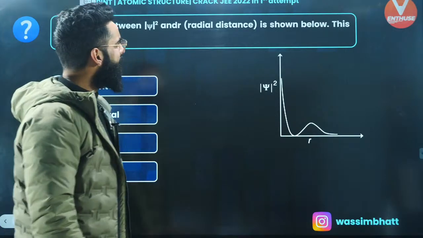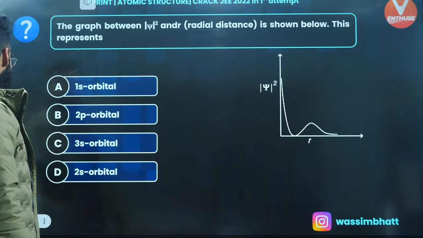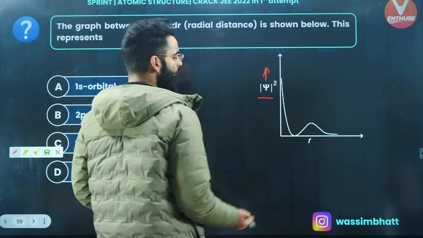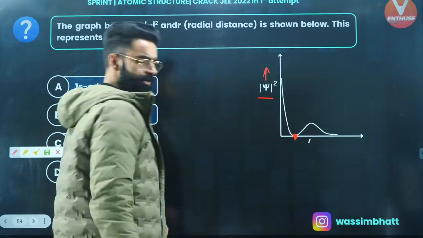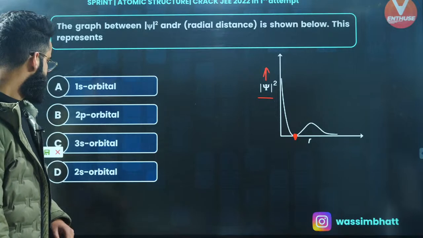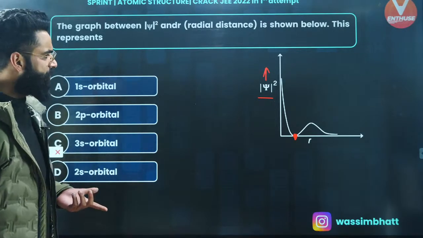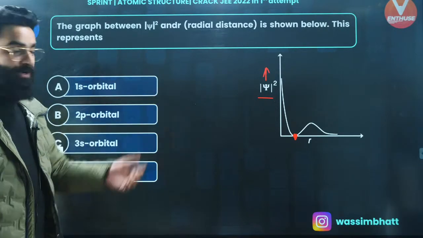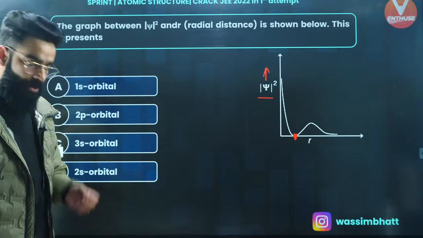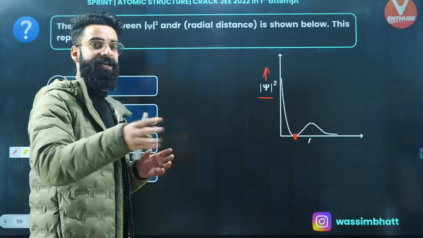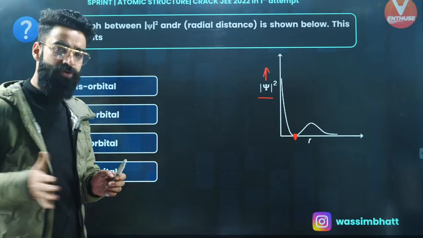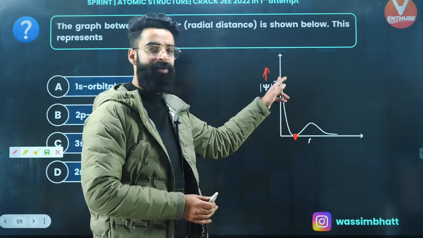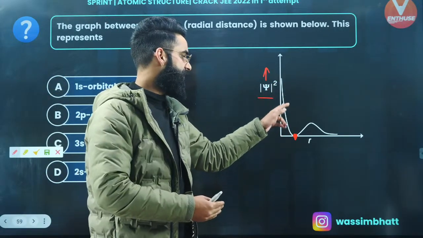The graph between psi square and distance. First of all, psi square versus r. How many nodes are there? There is one node, correct? So basically, I need to check whether this curve is going to be for s orbitals or p orbitals, right? Well, if you talk about the s orbitals, closer to the nucleus, electron density is maximum. Psi square value is more. When you go closer to the nucleus, in case of s orbitals, psi square value increases. So closer to the nucleus, psi square value is maximum. Then when you move far, psi square value decreases. Then comes a node, right?